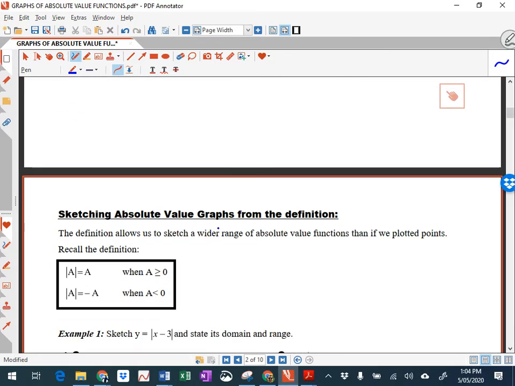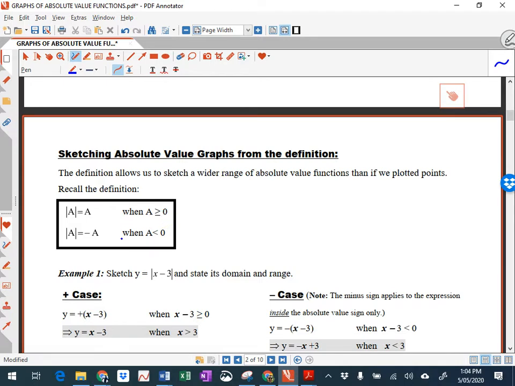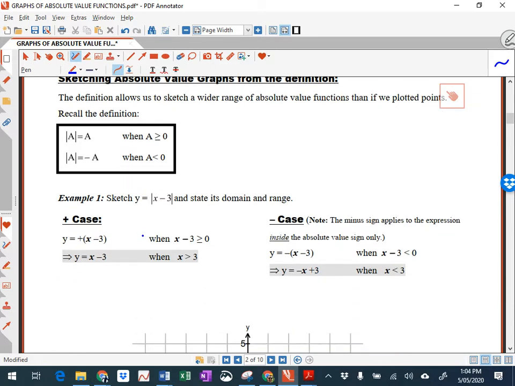Now, let's have a look at sketching absolute value graphs from the definition. Here's our definition for absolute value. Absolute value of A is equal to A when A is bigger than or equal to 0. And absolute value of A is equal to minus A when A is less than 0. So let's use that to now sketch y equals absolute value of x minus 3.